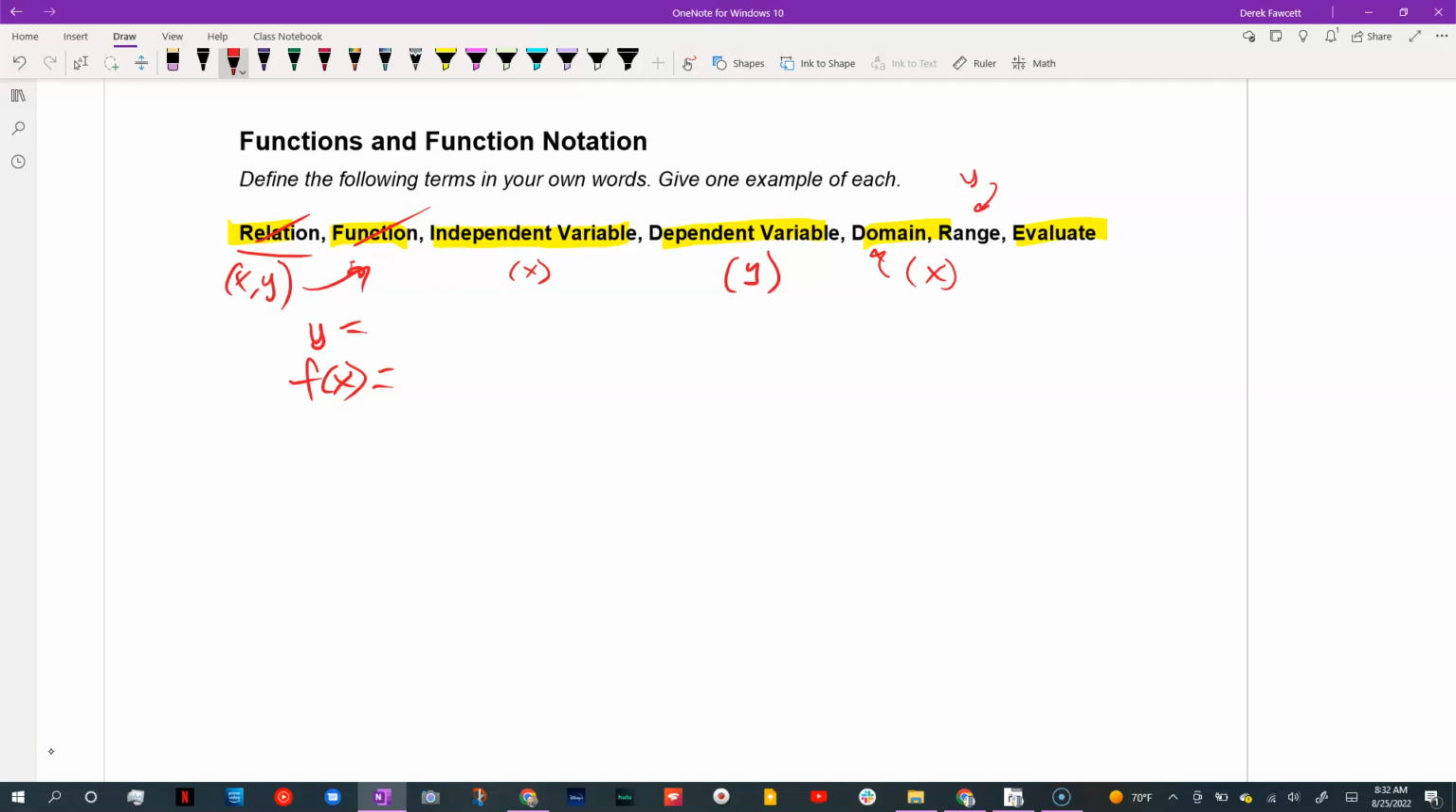And then the word evaluate, well, that just means to plug in, right? A lot of times evaluating expressions are in terms of function notation, you're plugging values in. It doesn't necessarily mean the same thing as solving. A lot of times when you use the term solve, that means get x by itself. But evaluate, a lot of times you're plugging stuff in.